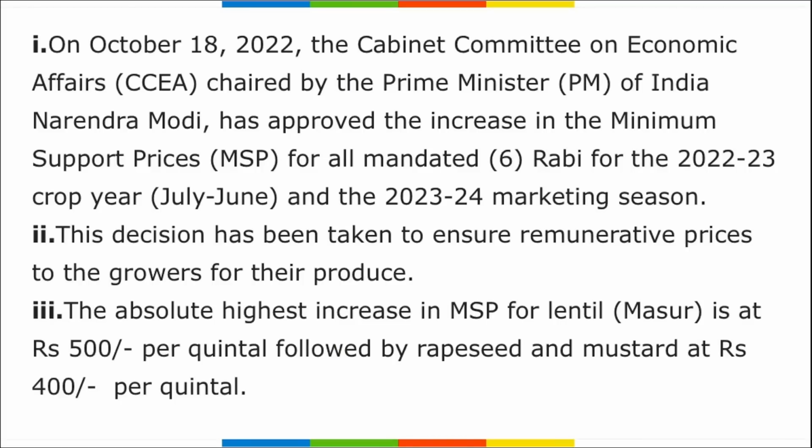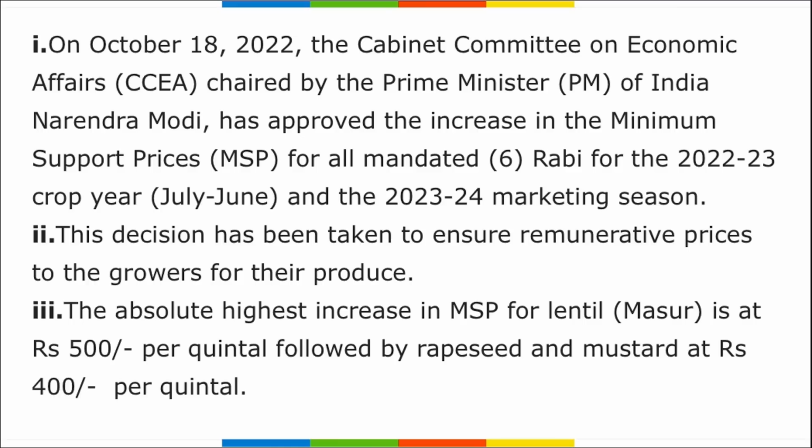Highly important, first of all note this. Remember, the decision has been taken to ensure that the prices for the growers and producers are remunerative and equivalent. That means they should be up to the standard and also inflation adjusted, because we are seeing that inflation is rising day by day. Also, the absolute highest increase in MSP is for lentil, that is masoor, at 500 rupees per quintal, followed by rapeseed and mustard at 400 rupees per quintal.